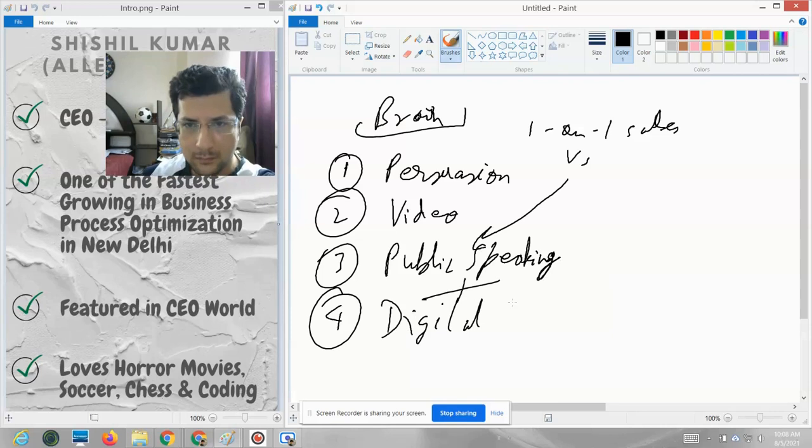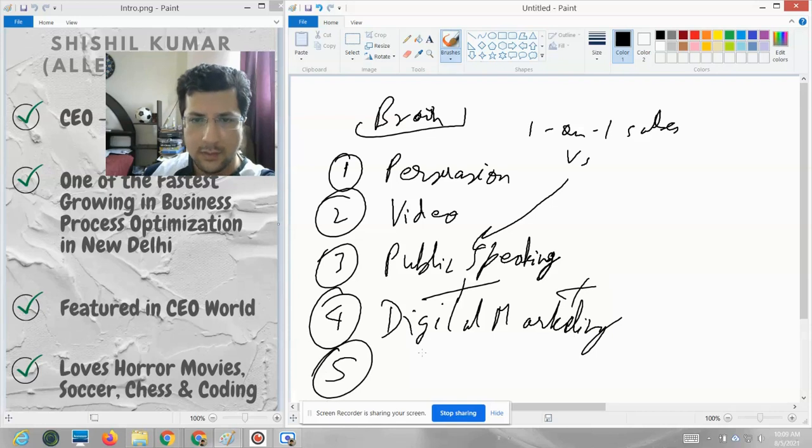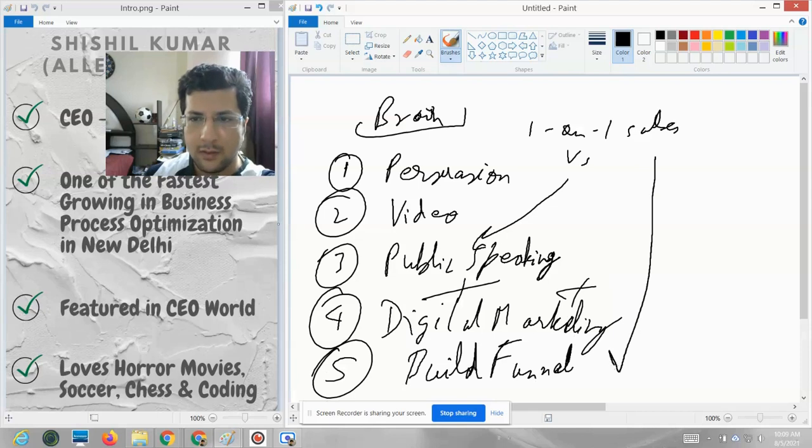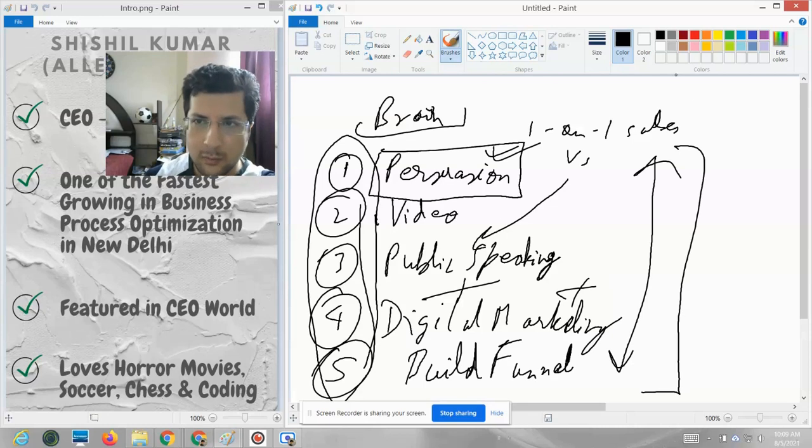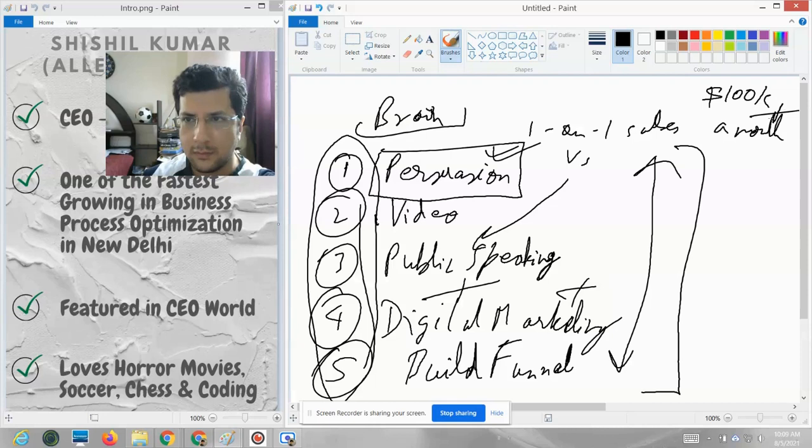Fourth, digital marketing. Fifth is building funnels and automation. They're not in order of priority, they're in random order, but these are the five elements that you need. If you just master one part, you will never have money problems. And if you master all of them, you'll be easily making more than $100,000 a month. No big deal, right? But even if you just master the first part, you will never have money problems ever again in your life.